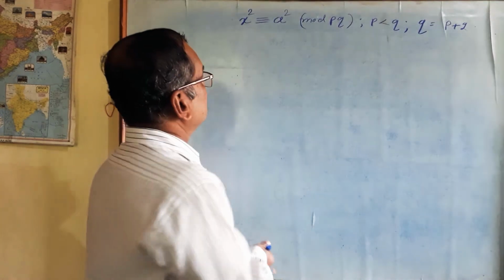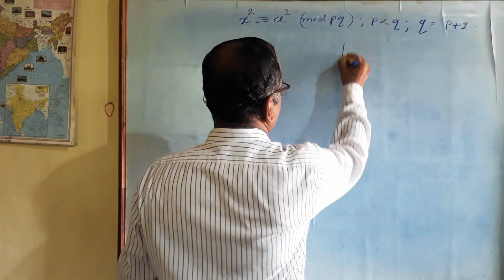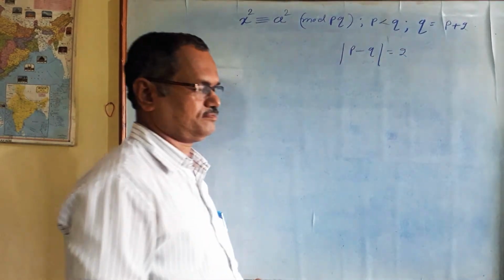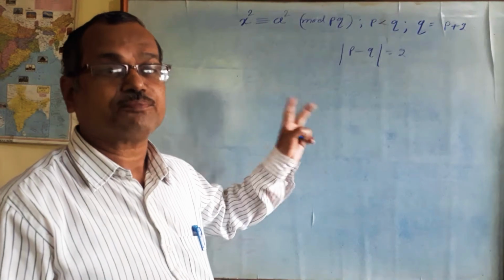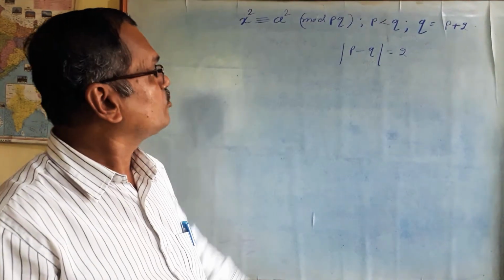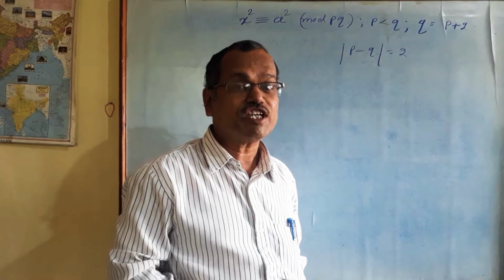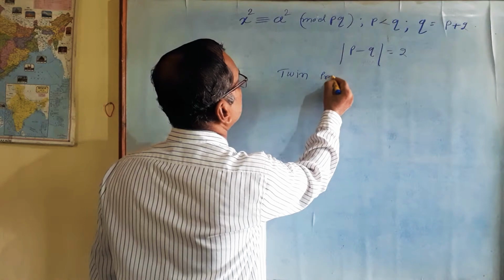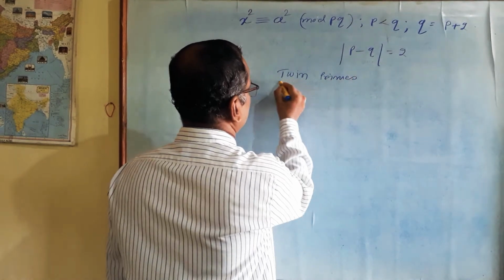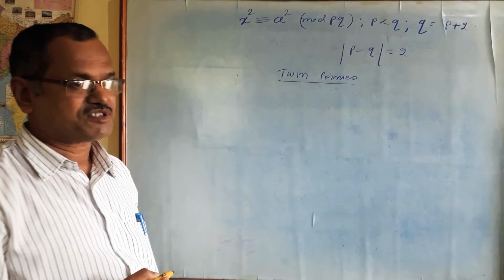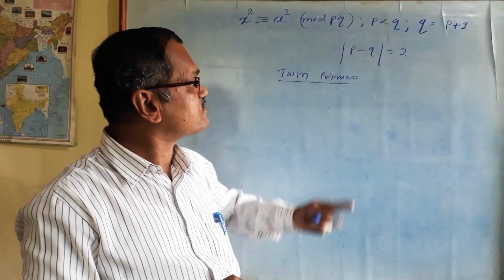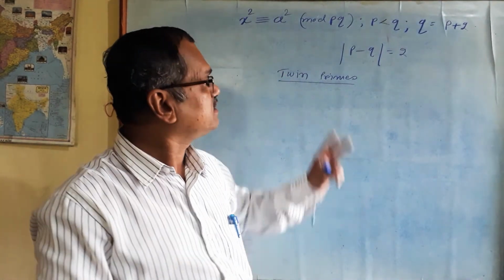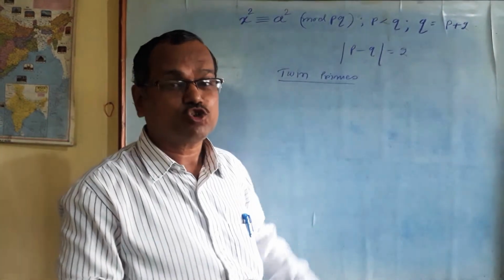That means their difference, mod p minus q, is always equal to 2. That is, the difference between the primes is 2. In that case, we say the primes are twin primes. That means if p and q are two odd primes and the modulus of their difference is 2, then we say the primes are twin primes.